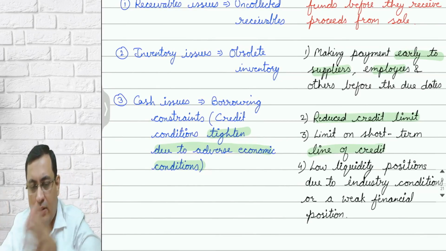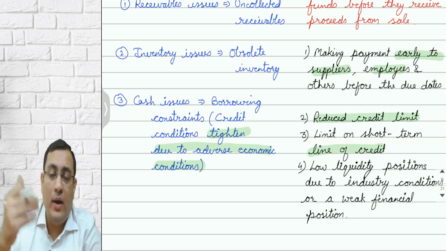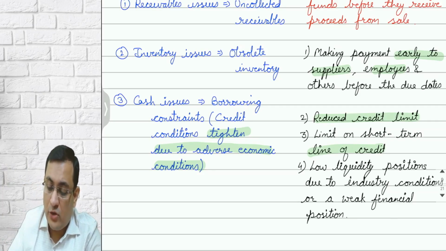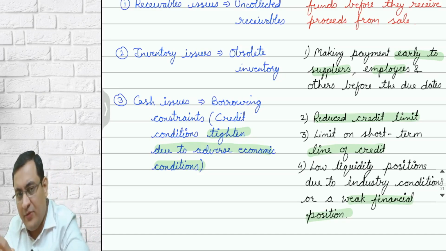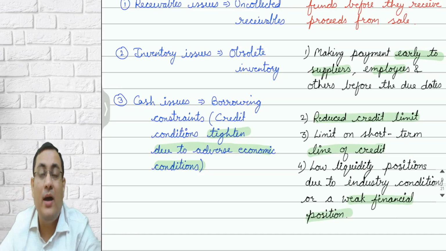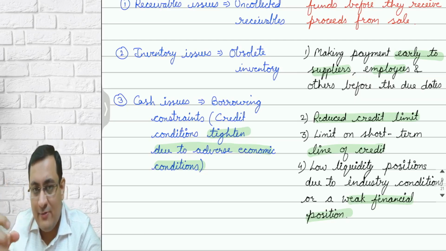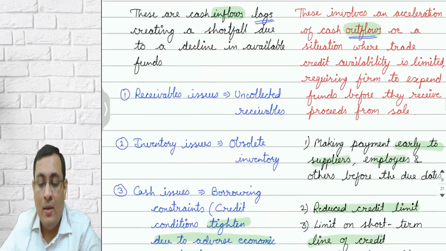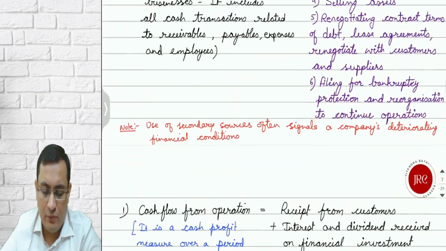It's the government regulation which is creating less availability of funds, or you are required to pay quickly to your banks. Low liquidity position due to industry conditions or weak financial positions. So it's again not an economic issue, not a macro issue. It is specifically related to your industry where you are required to pay quickly or you are not able to get the money. This is where the money is pulled back from you, which is why these are called pulls on liquidity.